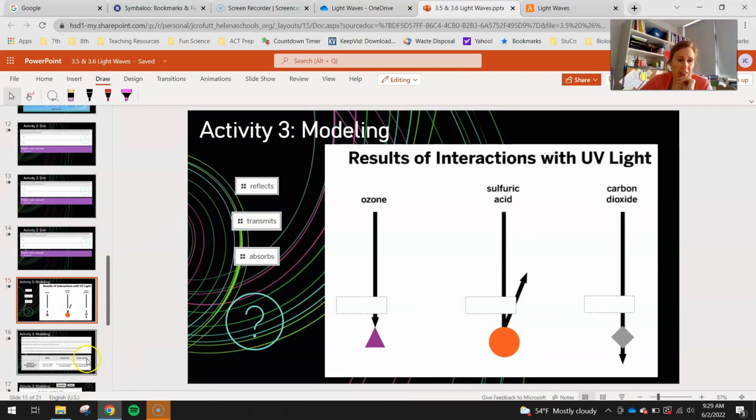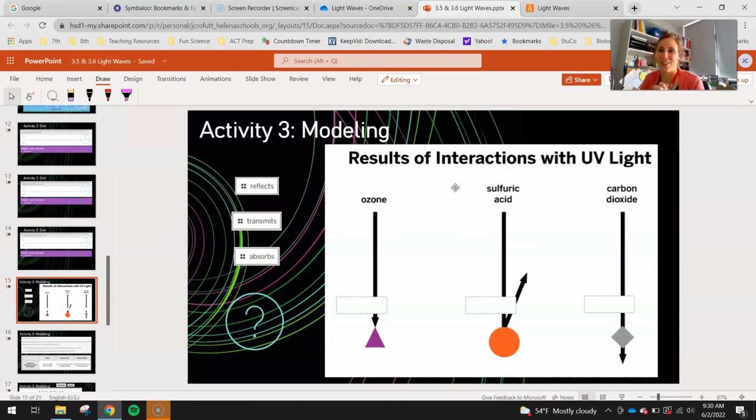Okay, so what we find out with this is that because UV light transmits through carbon dioxide, it doesn't really matter how much you have. You can have more carbon dioxide or less, but that's not going to change the amount of UV light that hits the earth, because no matter what, UV light's going through it. Ozone and sulfuric acid could be a part of this.